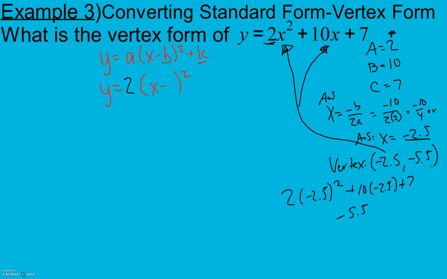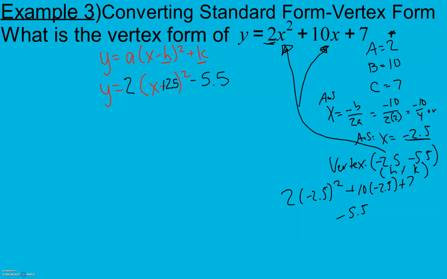Now that I know that, I can plug it into vertex form. Remember, our vertex is h, k. So I substitute my vertex in with a negative minus a negative. It gives me a positive 2.5. And then my k value is plus a negative 5.5, or just minus 5.5.